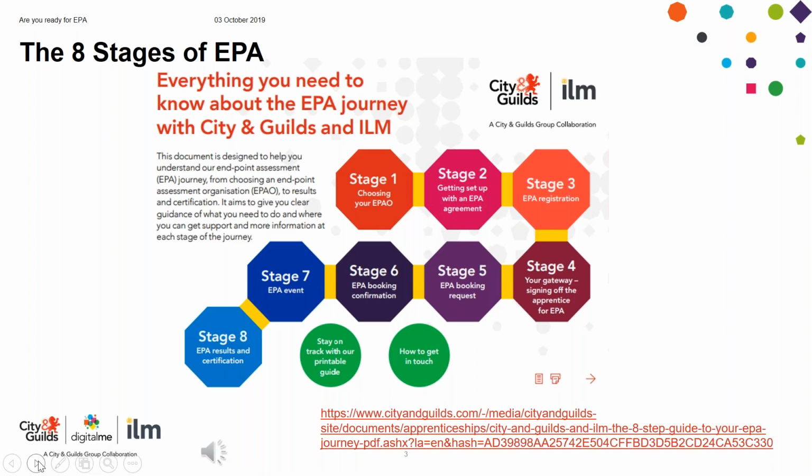The EPA event is the event taking place. Once all the elements of the endpoint assessment are completed, we then issue the results to Walled Garden within 20 days. We then also request a certificate from the Institute for Apprenticeships and Technical Education, and we will also issue you with a statement of achievement.